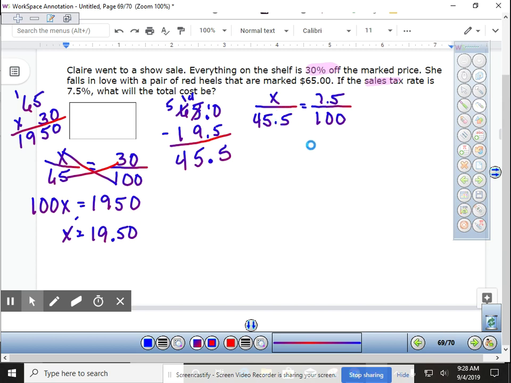Everybody still with me? Mm-hmm. And then we cross multiply and get, do you know what that is? Neither do I.